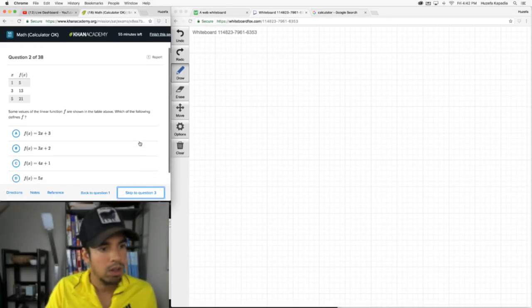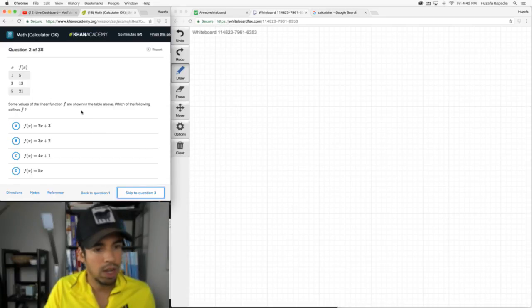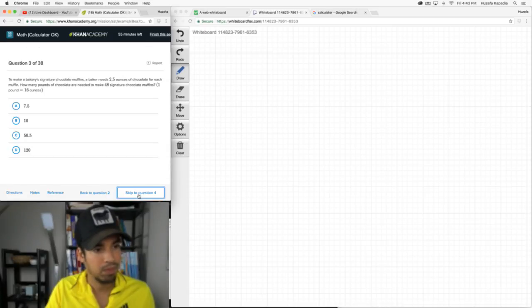Next question. Some values of the linear function f are shown in the table above. Which of the following defines f? That just means which one of these functions, if we plug in x, gives us this value? If we plug in 1, yeah, we get 5. Plug in 3, do we get 13? No. Boom, A is out. B, if we plug in 1, yeah, we get 5. If we plug in 3, do we get 13? No. B is out. C, plug in 1, we get 5. If we plug in 3, do we get 13? Yes. If we plug in 5, do we get 21? Yes, because 5 times 4 is 20, plus 1 is 21. This is our winner.